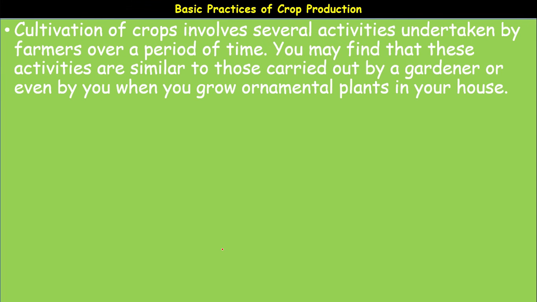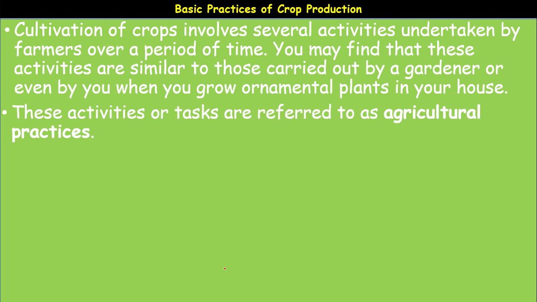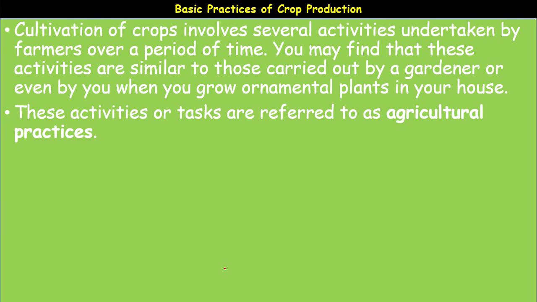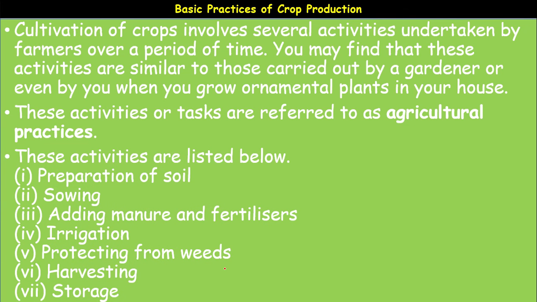The cultivation of crops involves several activities undertaken by the farmers over a period of time. You may find that these activities are similar to those carried out by a gardener or even by you when you grow ornamental plants in your house. These activities or tasks are referred to as agricultural practices.